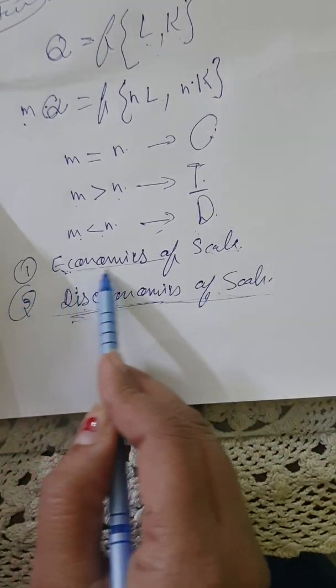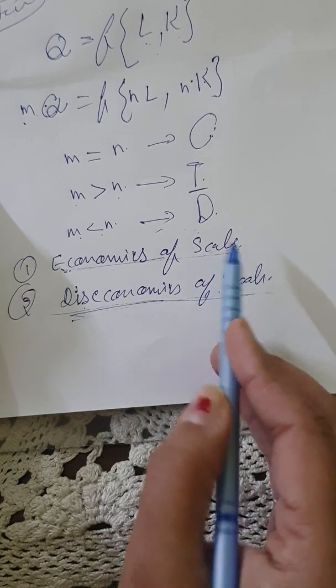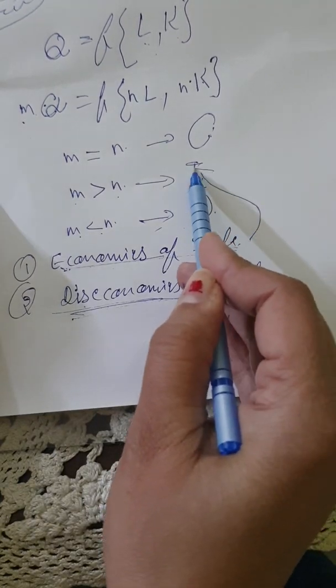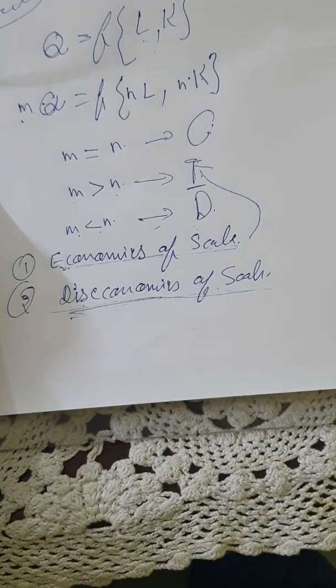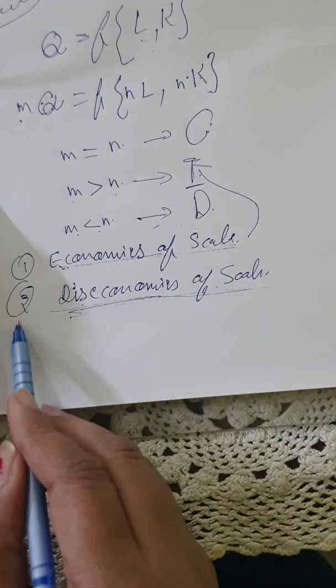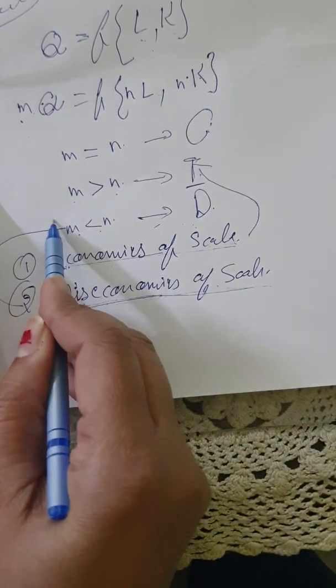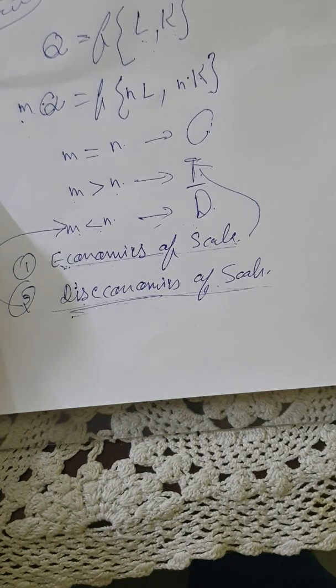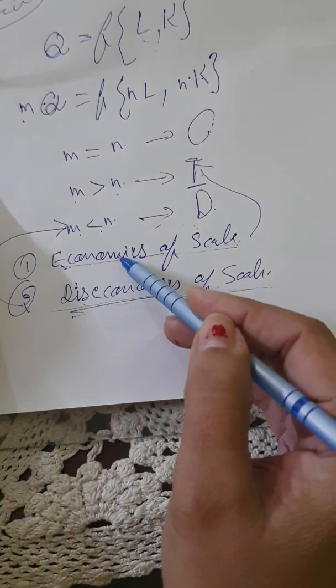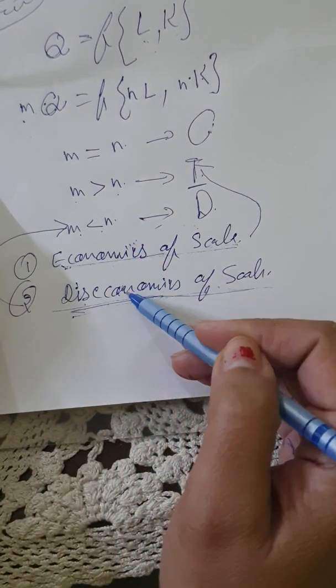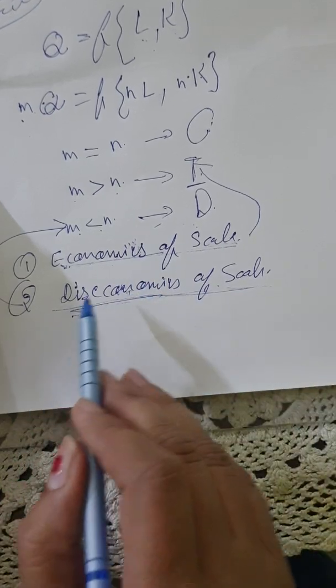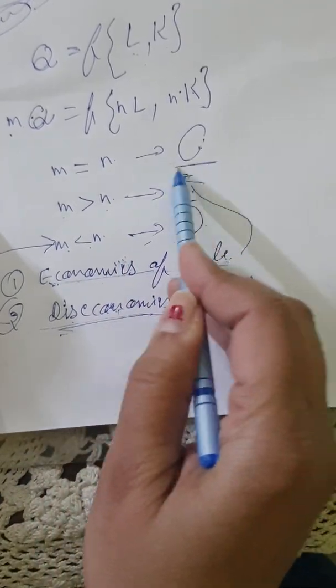When economies of scale happens, you will get increasing returns. When diseconomies of scale happens, you will get decreasing returns to scale. When there is a balance between these two phenomena, you will get constant returns.